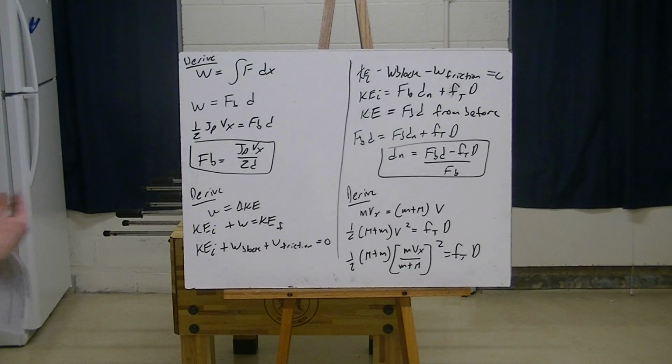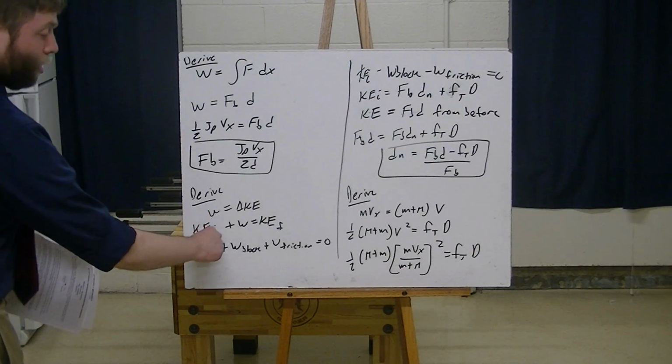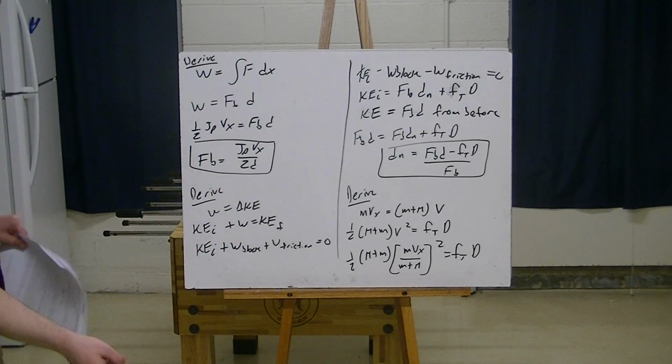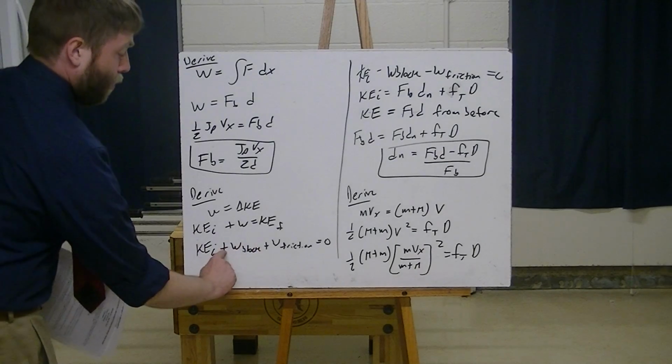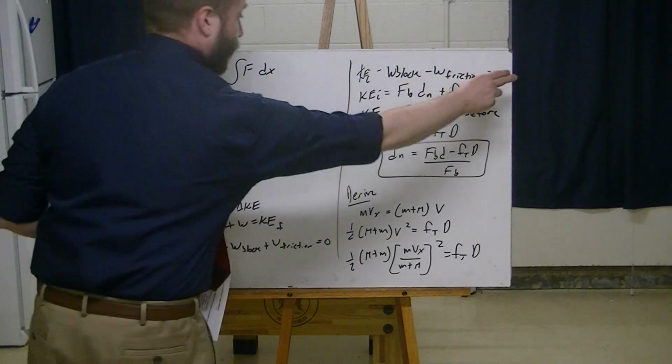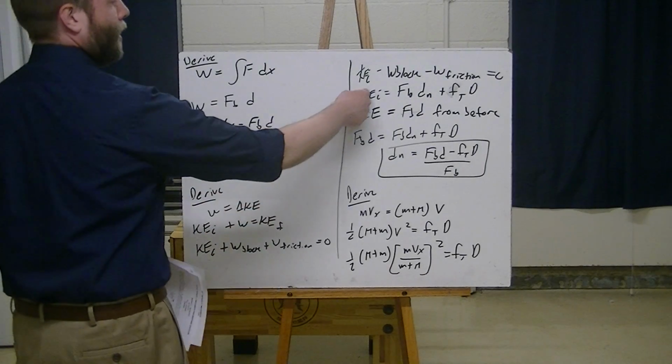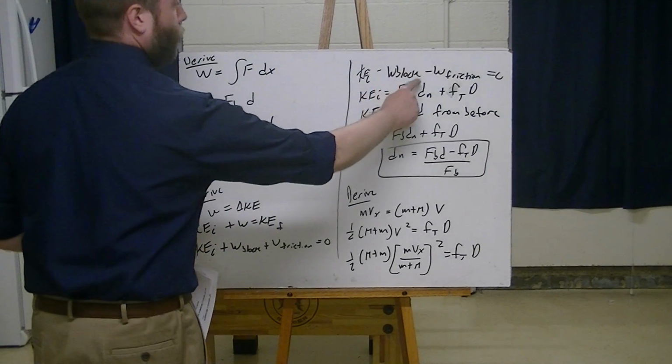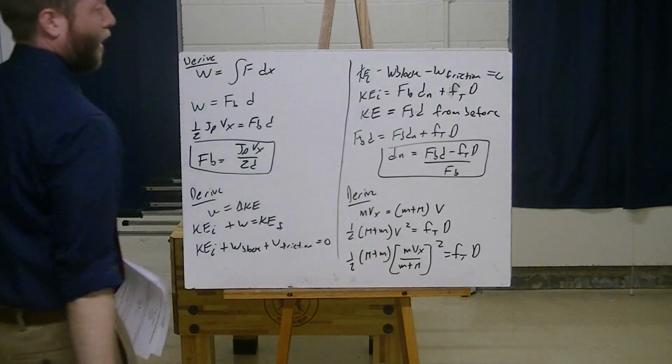If you want, I would actually replace this with initial kinetic energy is equal to energy lost. I end up getting there by putting a minus sign on these two work equations right here, setting the whole thing equal to 0, and now I've got that the initial kinetic energy is equal to the work done by the block plus the work done by friction.